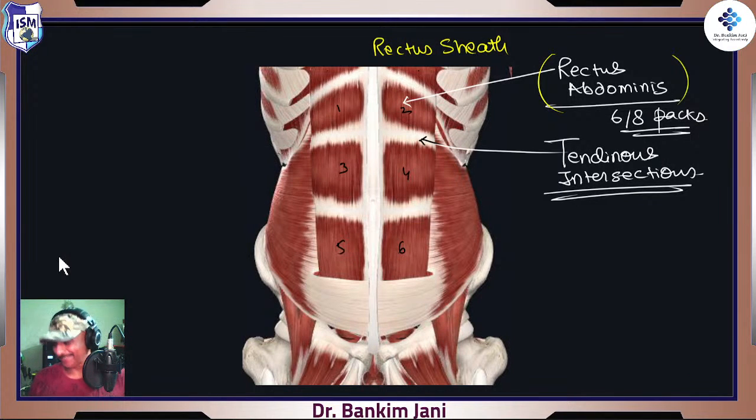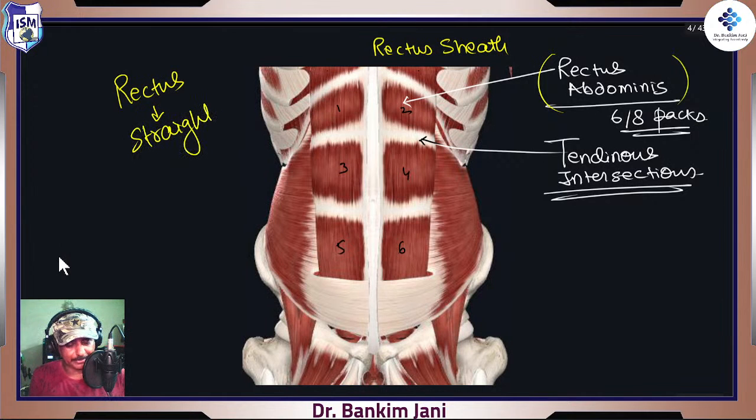Rectus means straight, we have talked about it. Wherever you get the word rectus, that means straight, right? And this rectus sheath is that aponeurotic sheath which covers rectus abdominis anteriorly and posteriorly. So we will talk about it. It has got an anterior wall and a posterior wall, right?